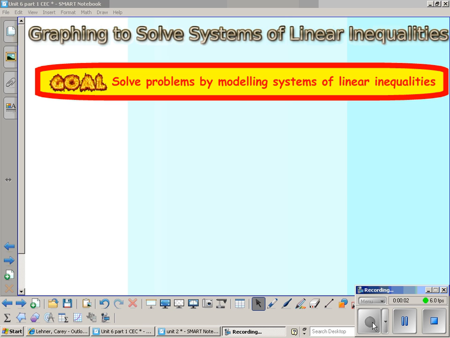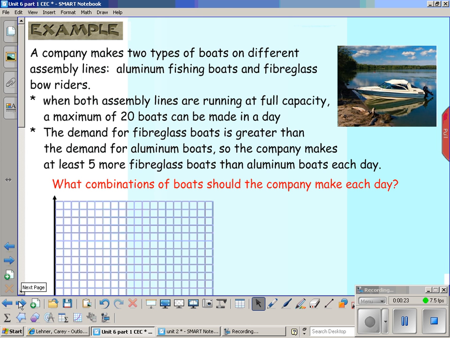Today we are going to look at how we graph to solve systems of linear inequalities. So we're going to actually solve some problems. These are all level 4 questions on your rubric. So you want to do the best you can, but ultimately make sure that you are solid with the level 2 and 3 material.